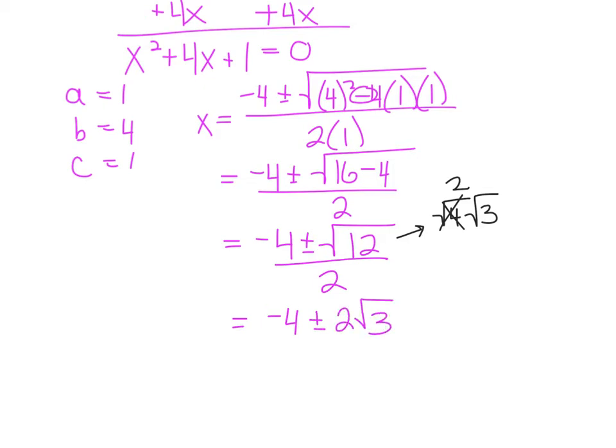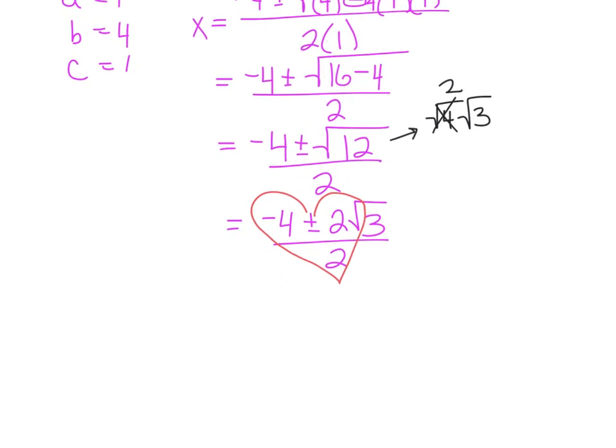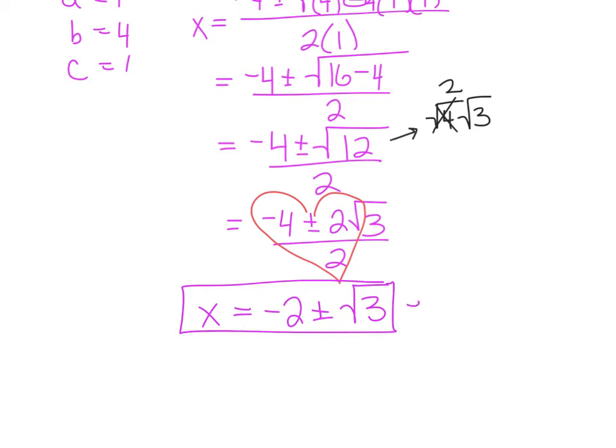of 3 over 2. Using our little heart method, draw a heart around all of the outside numbers, the ones that are not underneath a radical sign. Do they have a common factor? They sure do. All of them have a 2 in common. So it's going to be negative 2 plus or minus the square root of 3. I could put a 1 in front of the radical. I don't have to. I could put this all over 1. I don't have to. These are my exact answers.